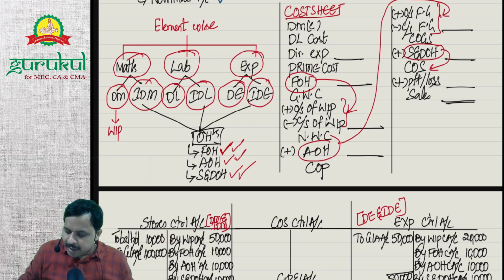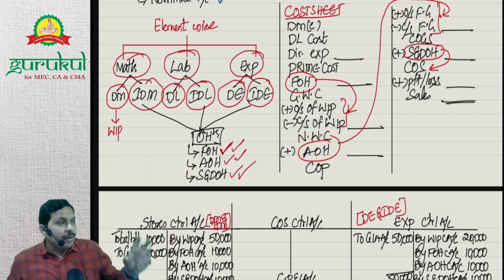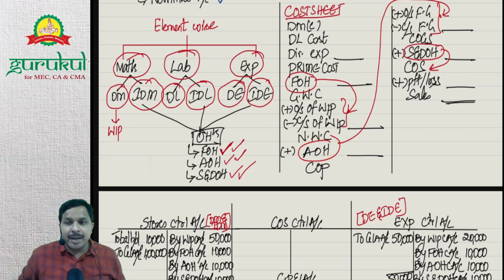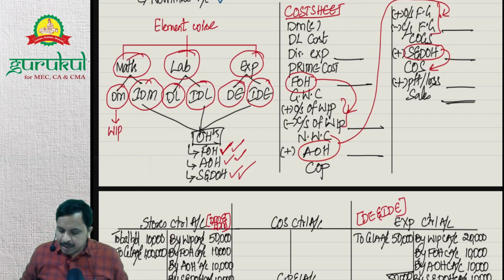So these are the accounts we have opened: work in progress, finished goods, cost of sales. So factory overheads will form part of work in progress. Administration forms part of finished goods. Selling and distribution form part of cost of sales. Where to include has been clearly explained in the cost sheet.